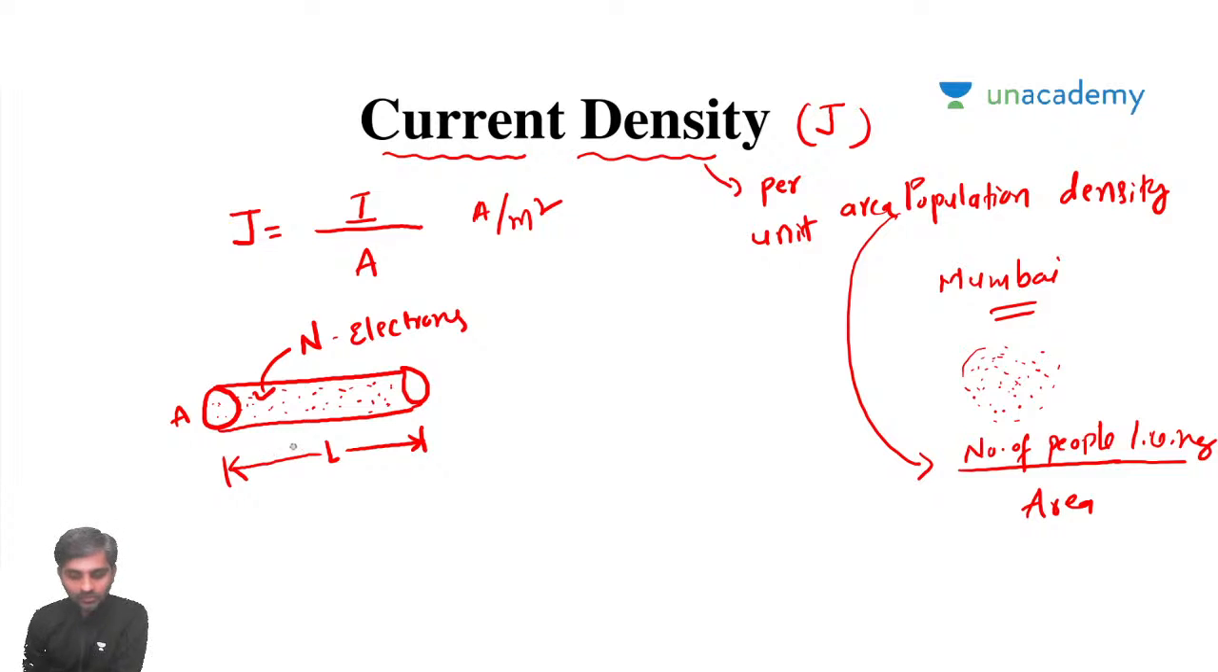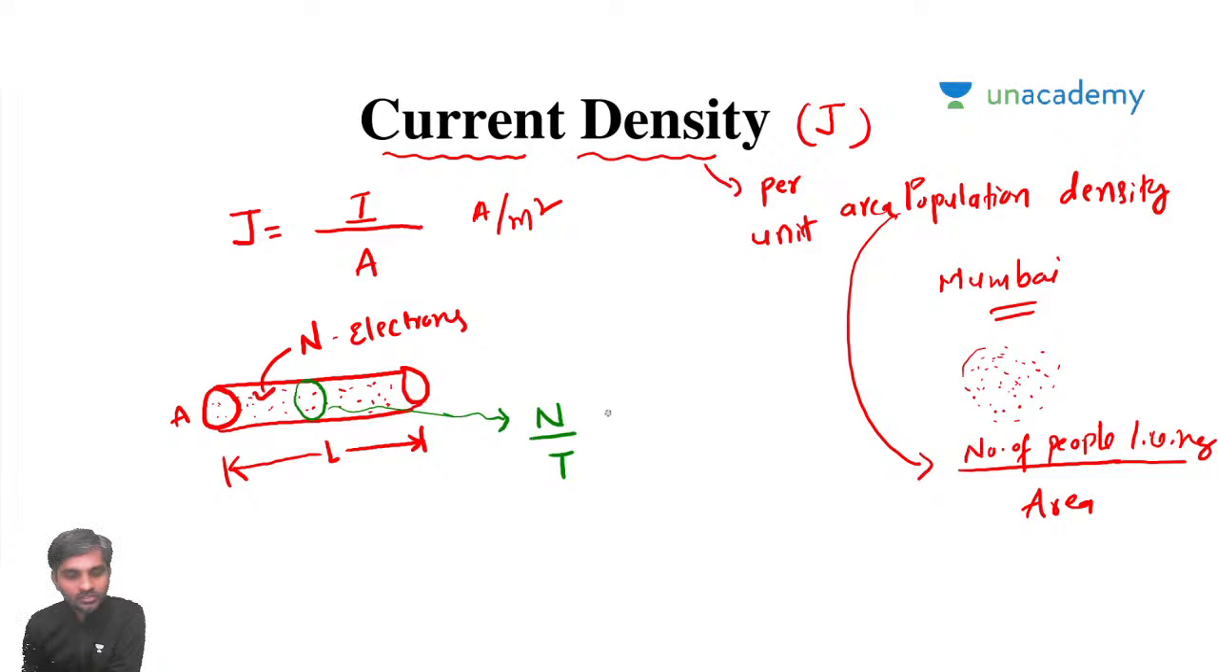Now consider the total number of electrons passing through any cross section area per unit time. Consider some area here. So how many electrons will be crossing per unit time? The number of electrons passing per unit time is going to be N by t.